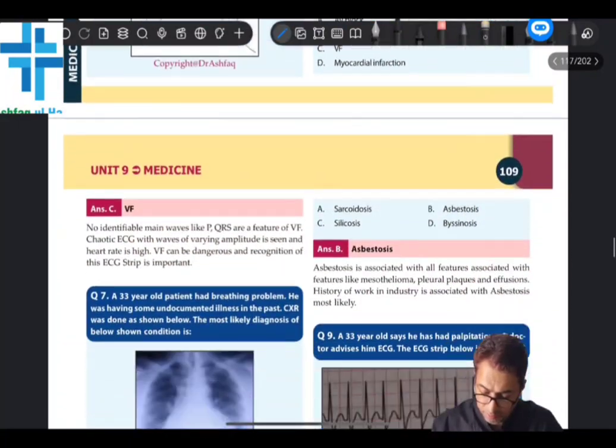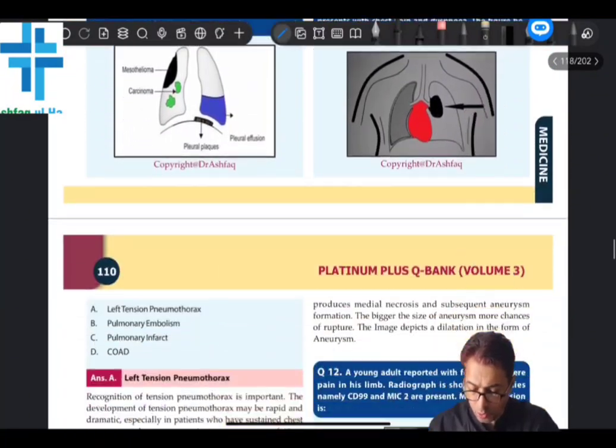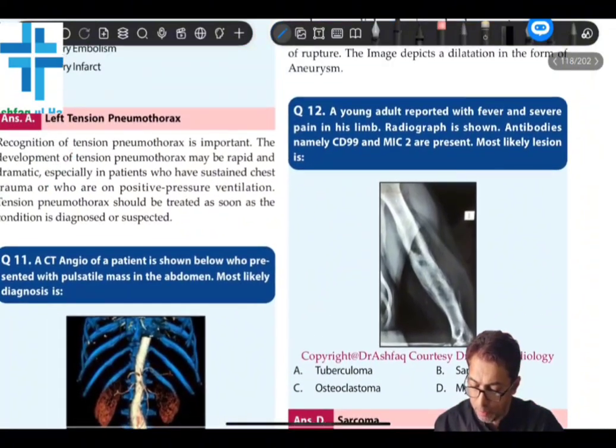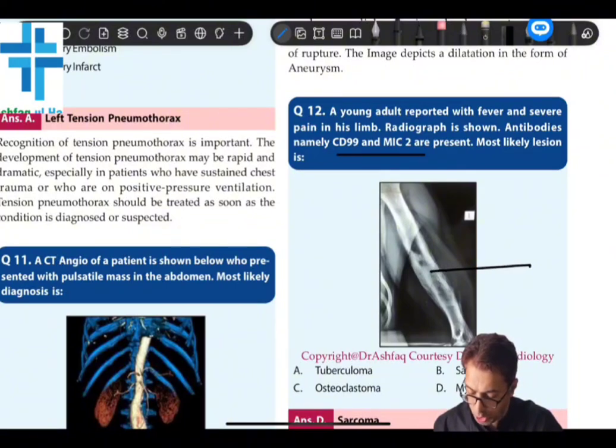Now, in addition, we have question number 12, wherein a 12-year-old male presents with fever and severe pain in the limb. Radiography is shown, and antibodies CD20 and MIC2 are present. The most likely lesion is: tuberculoma, sarcoma, osteoclastoma, or myeloma.